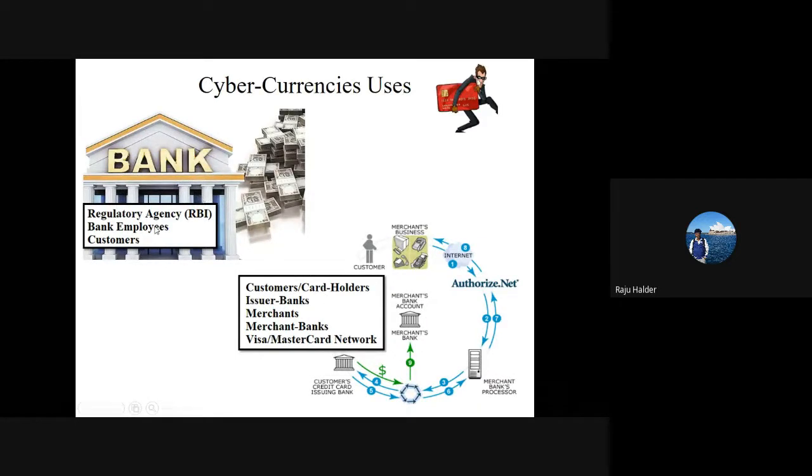In the case of a bank, we have different stakeholders involved, like customers, bank employees, and a regulatory agency like RBI. On the other side, in the case of a credit card, we have a lot of different stakeholders involved, like the customer, and there will be some issuer bank that will issue the credit card to the customers. There will be a merchant from where we purchase something, and there will be some associated bank with the merchants, and also there will be a Visa or MasterCard network that will handle all this kind of settlement. So what I want to say is that there are so many stakeholders involved in the whole system, and probably we do not trust each other.